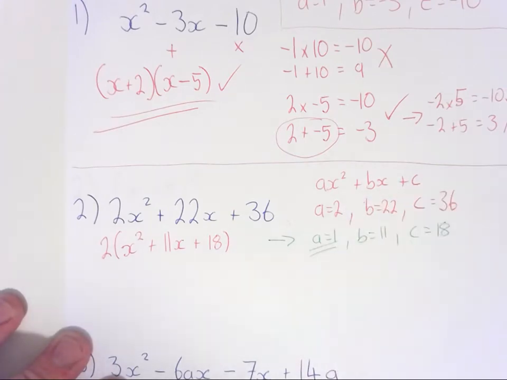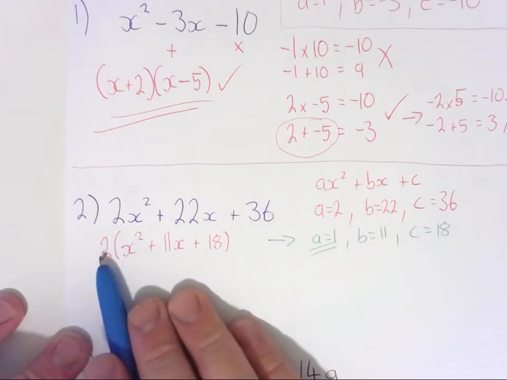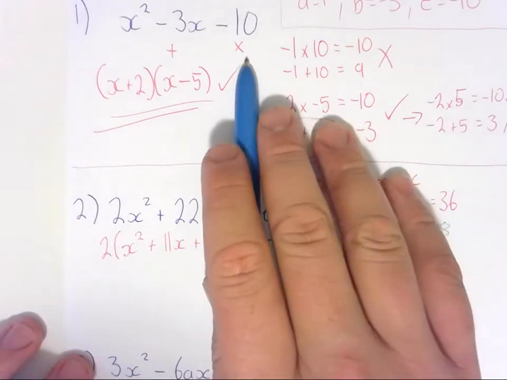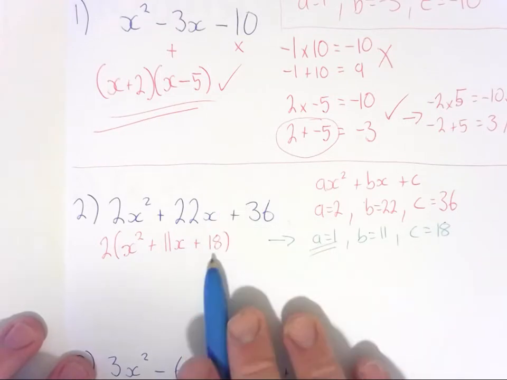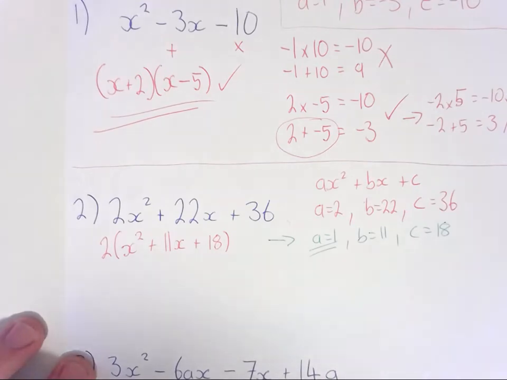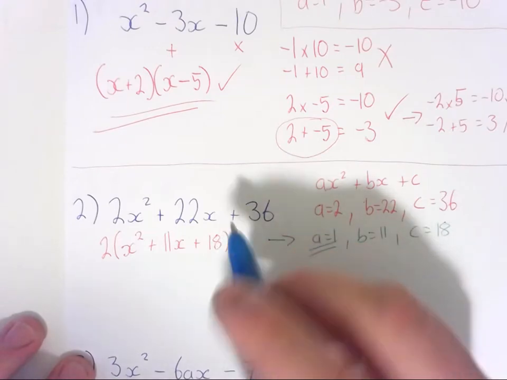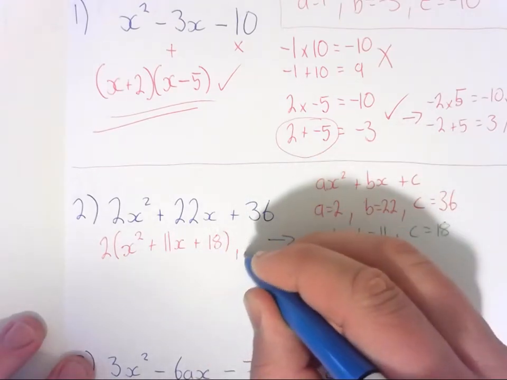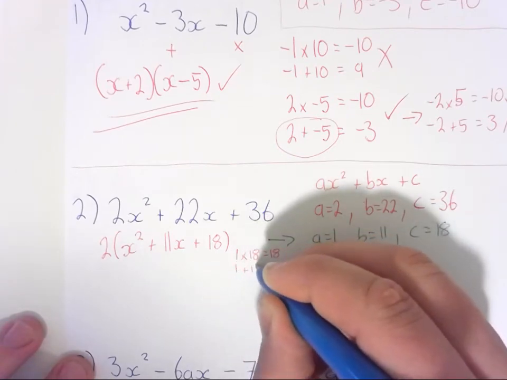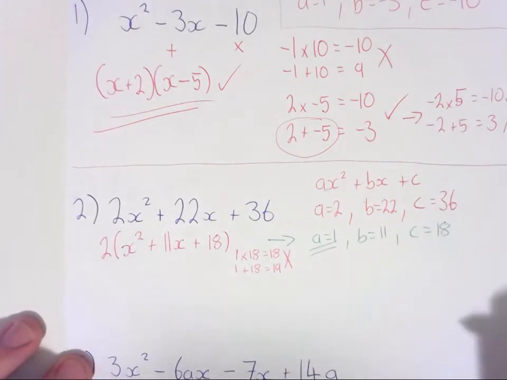I've achieved this a equals 1 value. Ignoring the 2 for now, it will come in later. Just looking at this bit in my brackets, I now do the same as I did with my previous question. I'm looking for two numbers that multiply to equal 18 but add to equal 11. Again, I'm not great with my times tables, so let's just start with 1 and 18. Always start with 1 and your constant. 1 times 18 does equal 18, but 1 plus 18 equals 19, so it's not that combination.